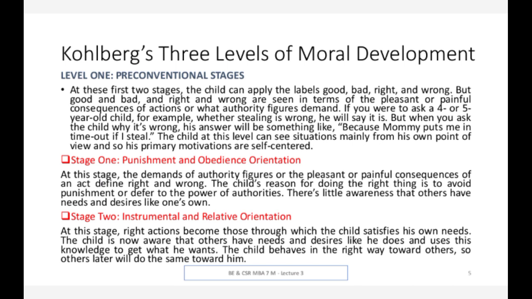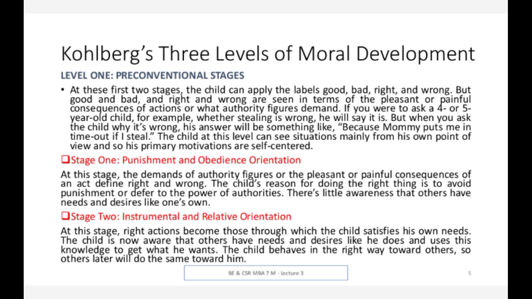If you were to ask a 4 or 5-year-old child, for example, whether stealing is wrong, he will say it is. But when you ask the child why it's wrong, his answer will be something like, "Because mommy puts me in timeout if I steal." The child at this level can see situations mainly from his own point of view, and so his primary motivations are self-centered.